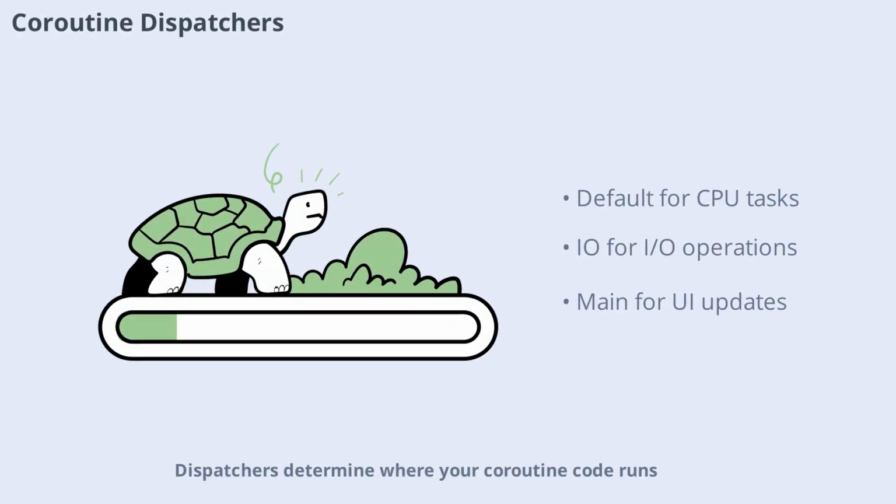Dispatchers determine where your coroutine code runs. Common dispatchers include Dispatchers.Default for CPU-intensive work, Dispatchers.IO for I/O operations, and Dispatchers.Main for UI updates. Choosing the right dispatcher is crucial for performance.